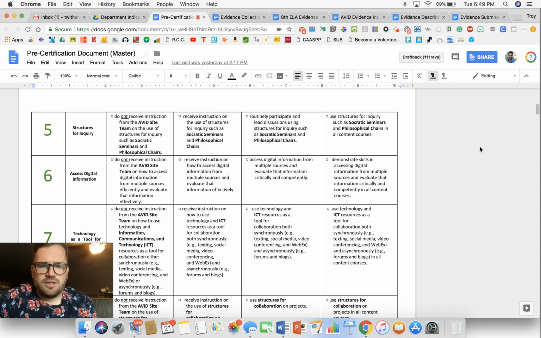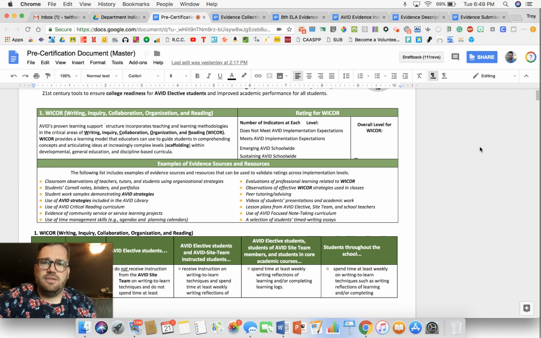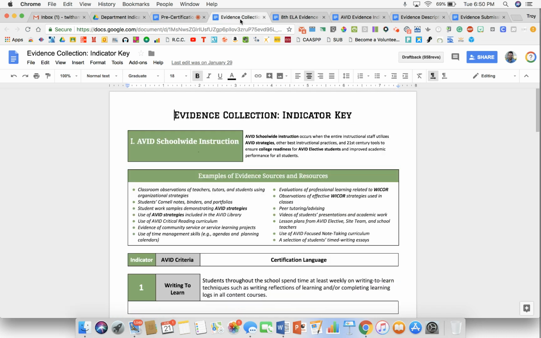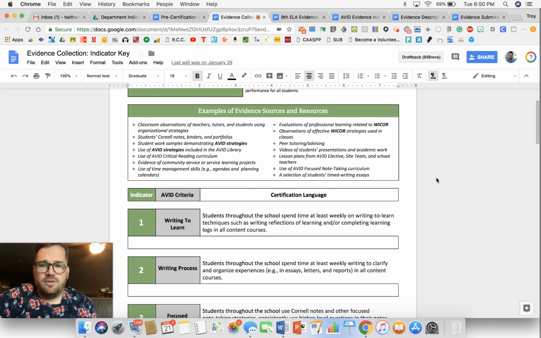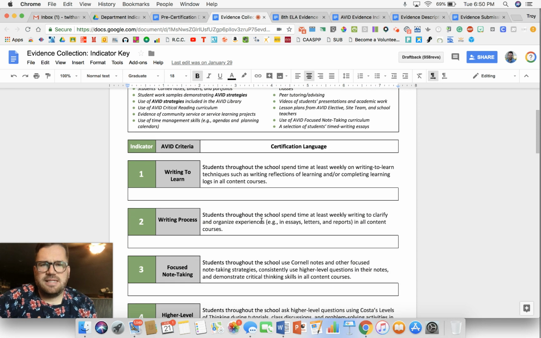So starting with the CCI, myself and the other members of our AVID elective team, so I teach 8th grade, my 7th grade fellow team member, and then our coordinators, started breaking this down to think, okay, what's an easy way for us to look at this and understand this? So we created an evidence collection indicator key. We put together the different indicators, their label, and then the language that came with them, really trying to hone in on what the expectation was for each indicator.